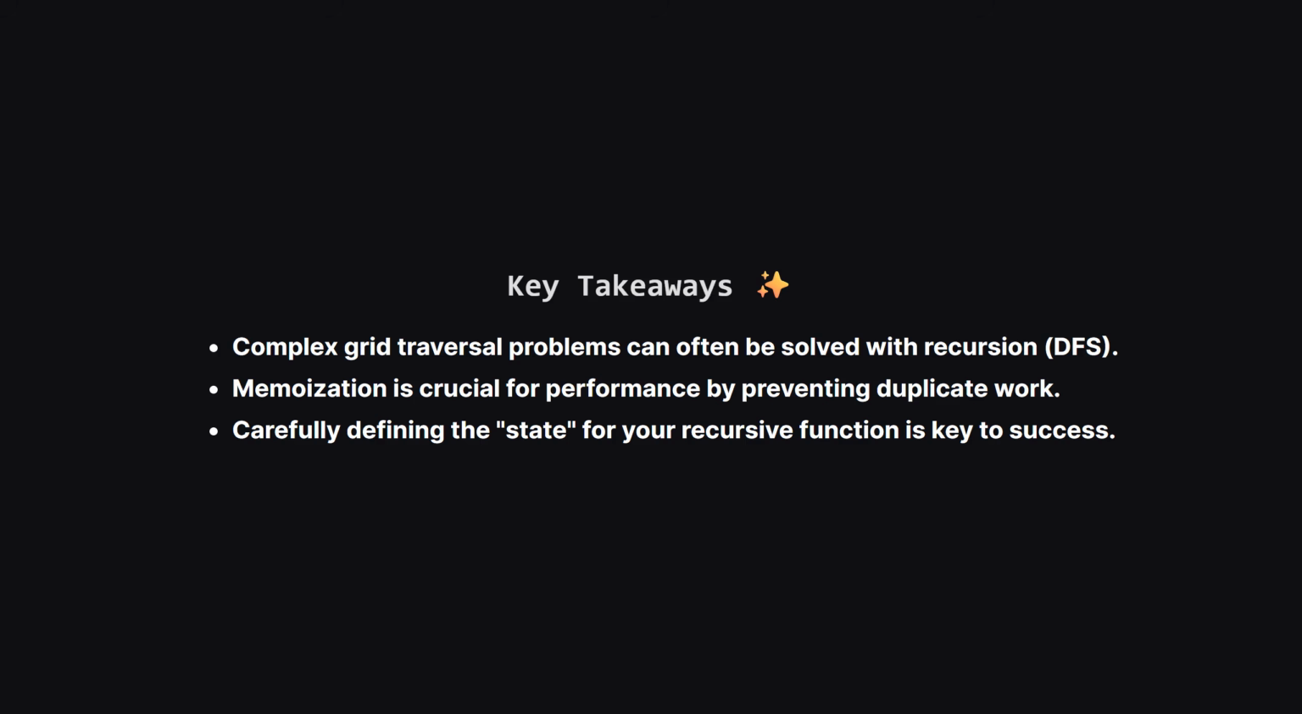Let's wrap up with the key takeaways. This problem is a great example of how you can tackle a complex pathfinding challenge with a recursive depth-first search. The most important lesson here is the power of memoization. Without it, the solution would be too slow. The secret was to figure out exactly what information we needed to define the state at any point in the path: our position, direction, and turn status. Once we had that, we could build a cache and solve the problem efficiently.